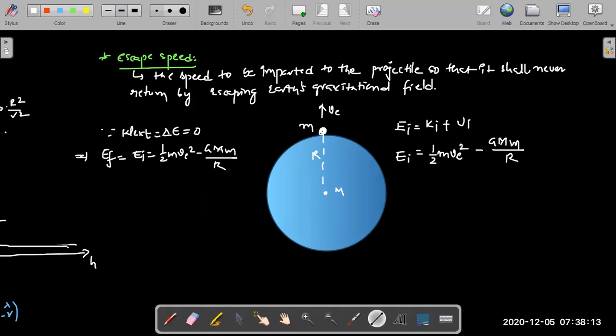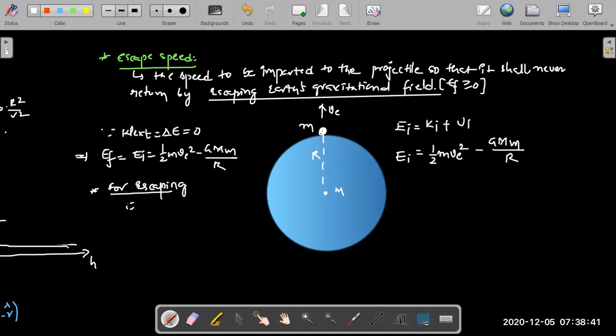Do you agree when I say that by escaping the Earth's gravitational field, its final energy must be greater than or equal to 0? Now final energy must be greater than or equal to 0. That means initial energy also must be greater than or equal to 0, because E final will be equal to E initial. So for escaping, E final is greater than or equal to 0. That implies half m V E square minus G capital M small m by R must be greater than or equal to 0.